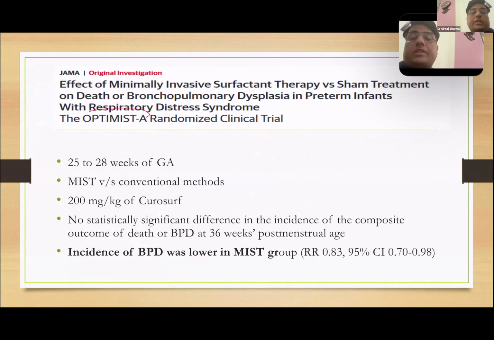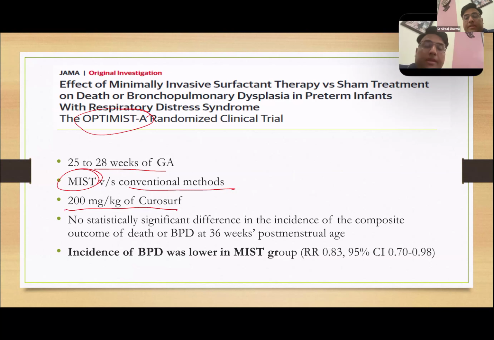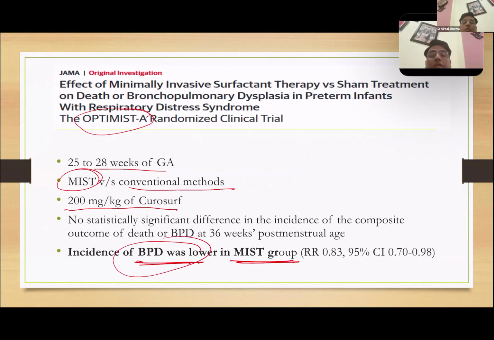Next is the OPTIMIST trial. In the OPTIMIST trial also, they have included extreme preterm babies less than 28-weekers, and they've compared LISA versus the conventional method, and they've used 200 milligram per kg of Curosurf. In this, they have found reduced BPD. So in this OPTIMIST trial also, the incidence of BPD was lower in the LISA group. Okay.